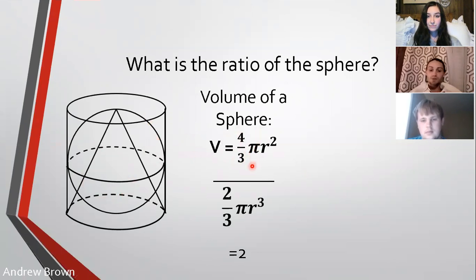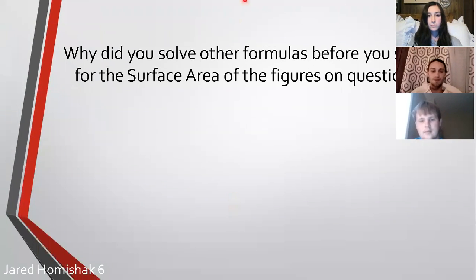Now, in order to represent the ratio of the sphere, we have to use what we gathered from the previous question. So this means that we must divide the volume of the sphere by the volume of the cone. The volume of the cone was V equals 2/3 pi r cubed, and here it is right here. So we're just going to divide 4/3 pi r squared by 2/3 pi r cubed. And when we do this, we get the answer of 2. That means the ratio of the sphere is 2.